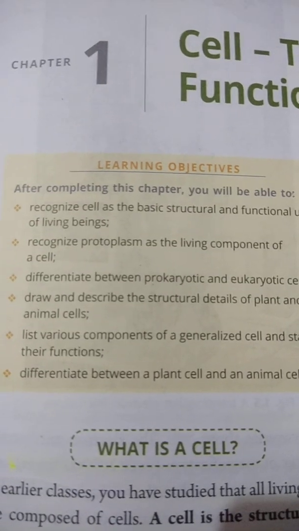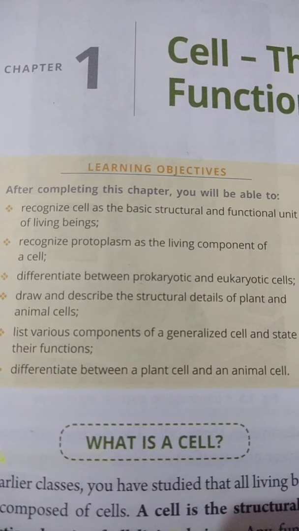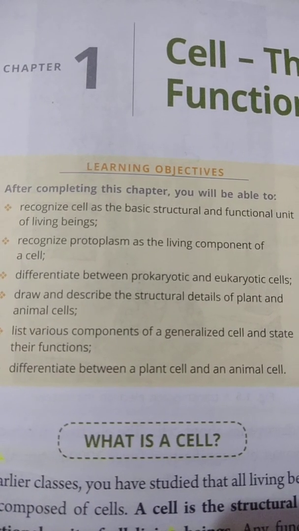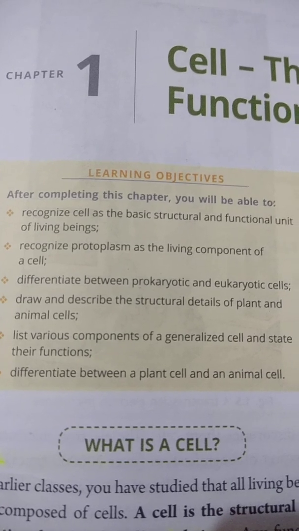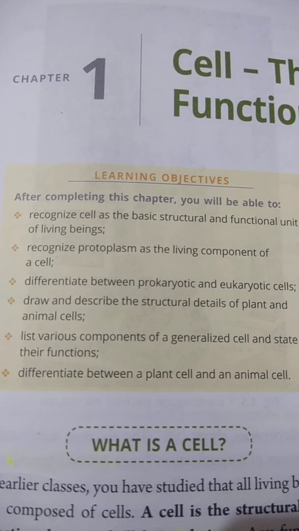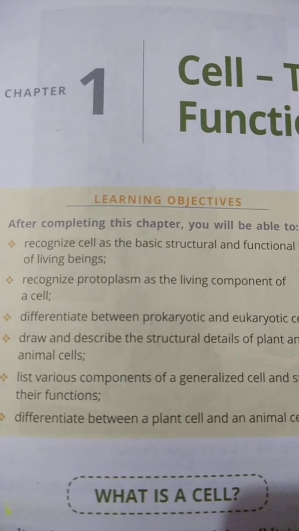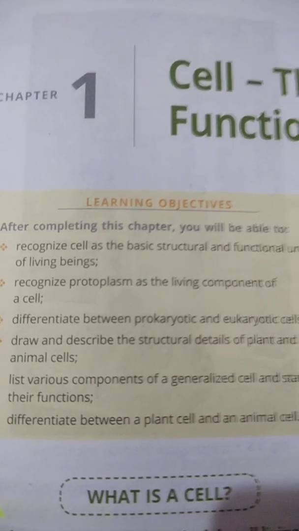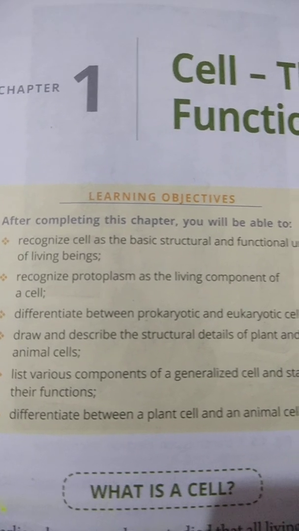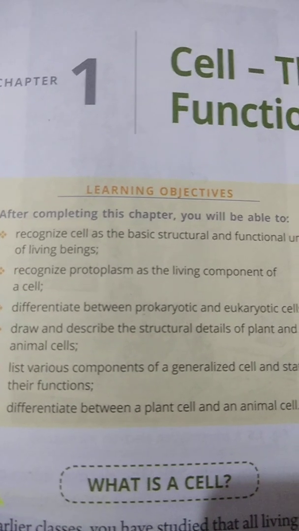Today we will start chapter 1, Cell, the structural and functional unit of life. The learning objectives of the chapter are that by the end of the chapter you will understand these things: recognize the cell as the basic structural and functional unit of living organisms, and recognize protoplasm. What is protoplasm? Nucleus plus cytoplasm as the living component of a cell.